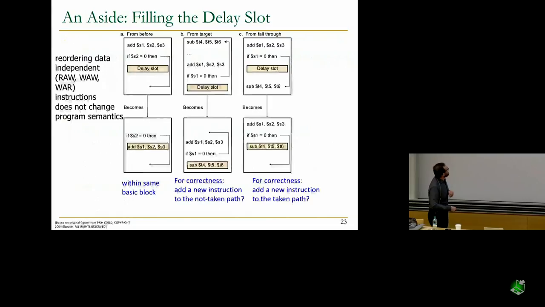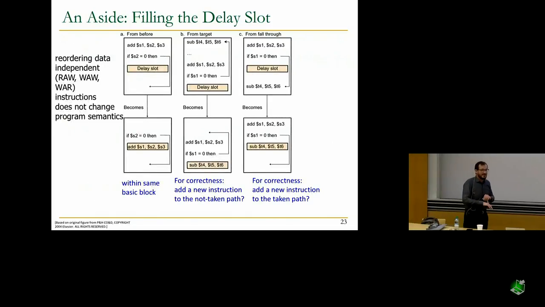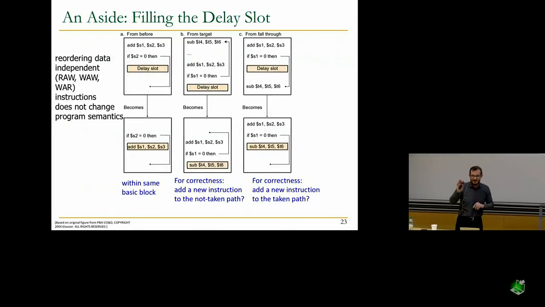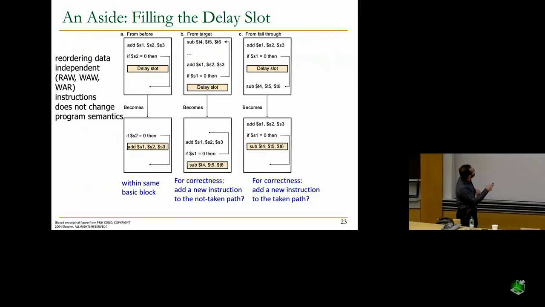Okay, so how do you fill the delay slot? We didn't really have a lecture on static instruction scheduling, but hopefully you can do that in your other courses. But let me give you an example. Basically, you need to reorder instructions. Let's assume that this is one example. You have this add instruction. The add instruction is independent of the branch, and the branch is independent of the add, clearly. So you can move this add over here within the same basic block. So this is good. Moving instructions within the same basic block is easy.